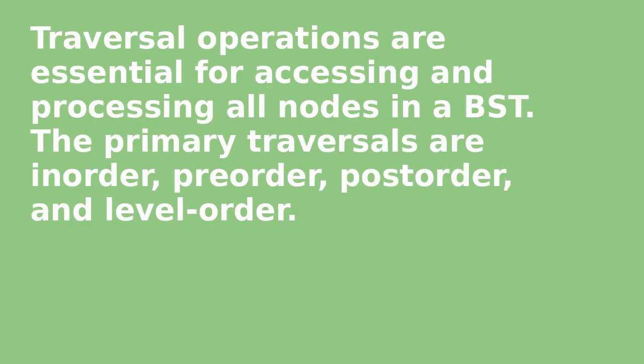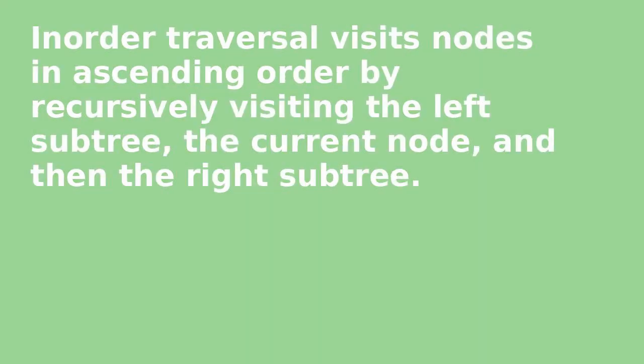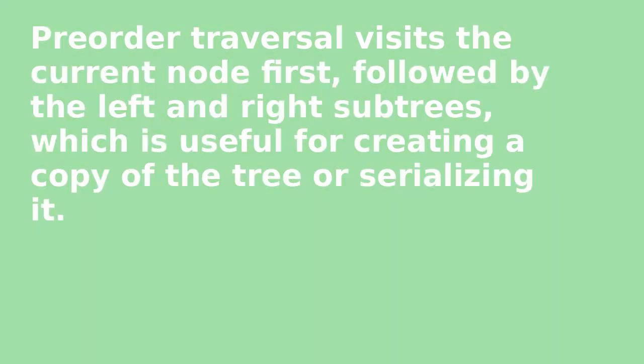Traversal operations are essential for accessing and processing all nodes in a BST. The primary traversals are in-order, pre-order, post-order, and level order. In-order traversal visits nodes in ascending order by recursively visiting the left subtree, the current node, and then the right subtree. Pre-order traversal visits the current node first, followed by the left and right subtrees, which is useful for creating a copy of the tree or serializing it.